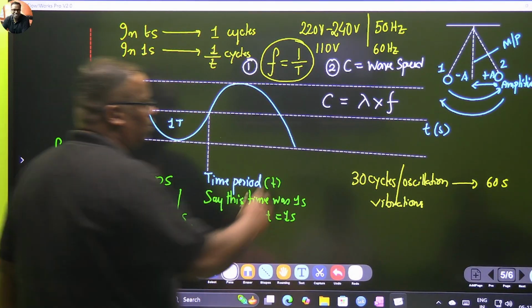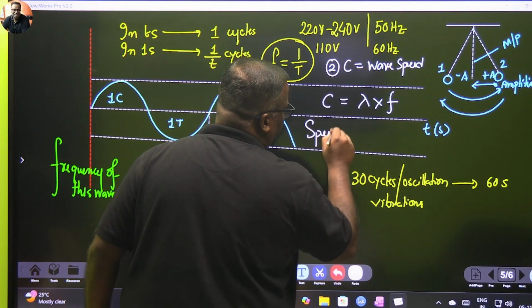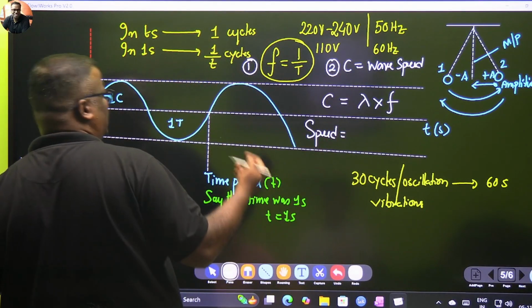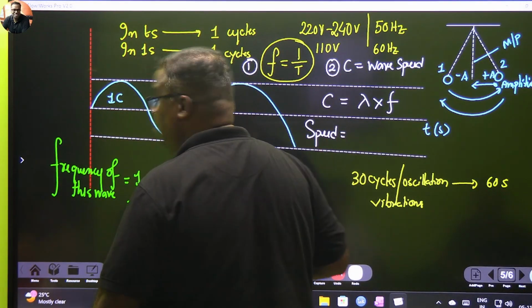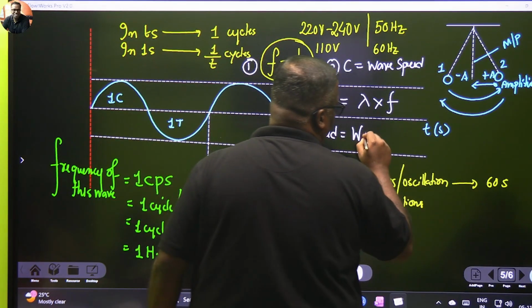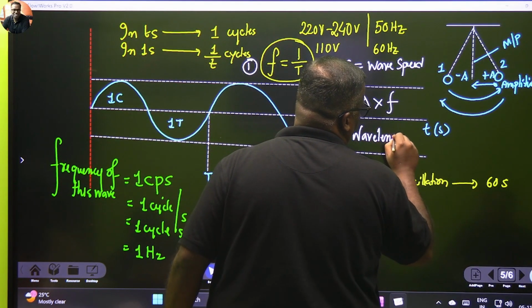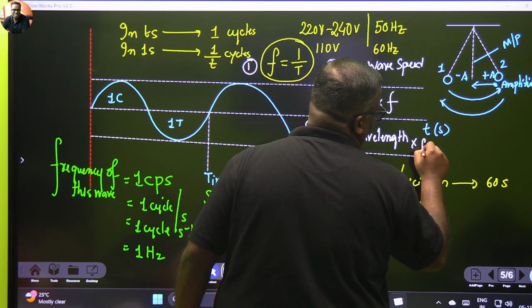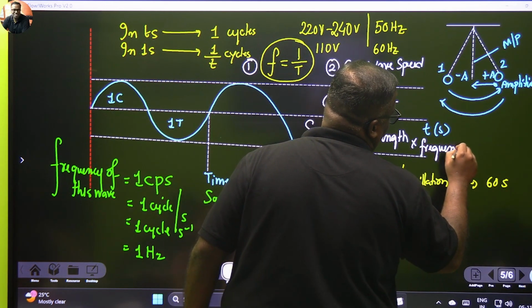Wavelength into frequency is speed, and this is true whether you are doing sound, light, electricity, anything. Speed is equal to wavelength times frequency. Let us see whether we are getting the right unit or not.